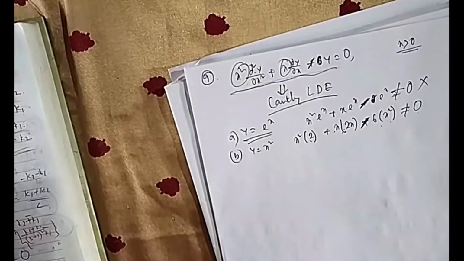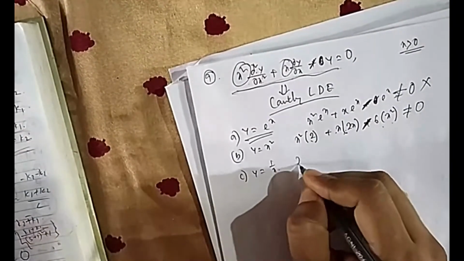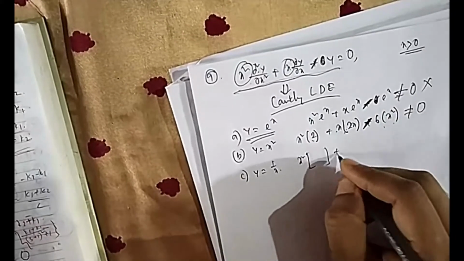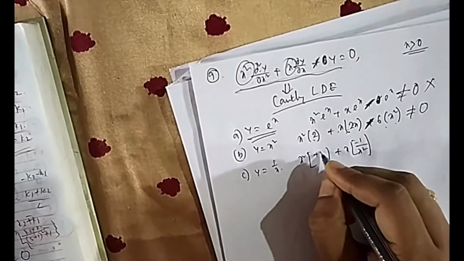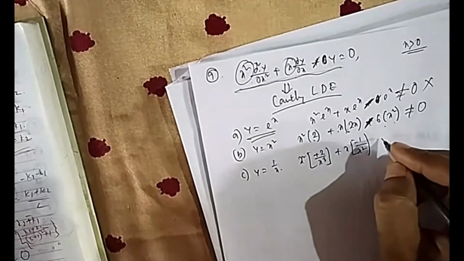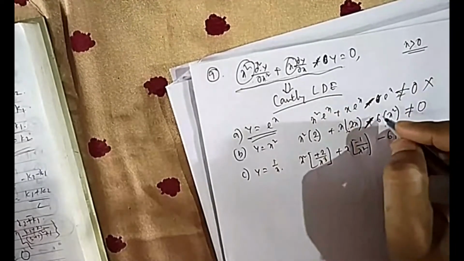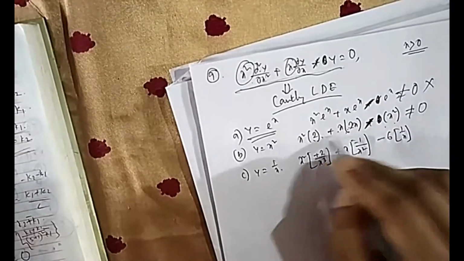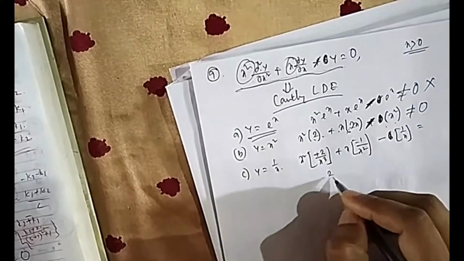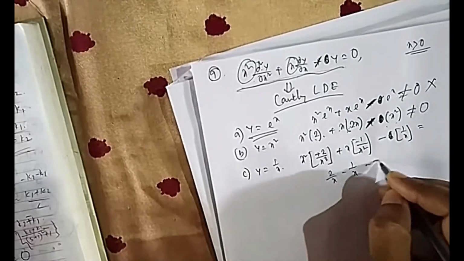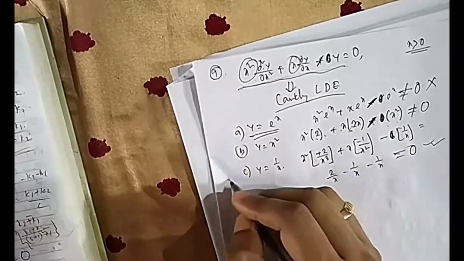So next one, if you go, y is equal to 1 by x. If you take one time differentiation, it is minus 1 by x square. Two times differentiation will be plus 2 by x cube. Oh no, 6 is not there, sorry. Now if you check, it will be 2 by x minus 1 by x minus 1 by x. So 2 by x minus 2 by x, it is 0. So it is satisfying. So obviously C will be the answer.